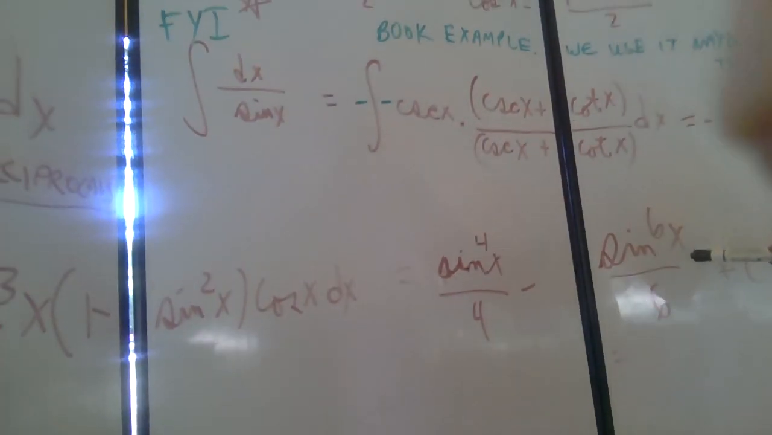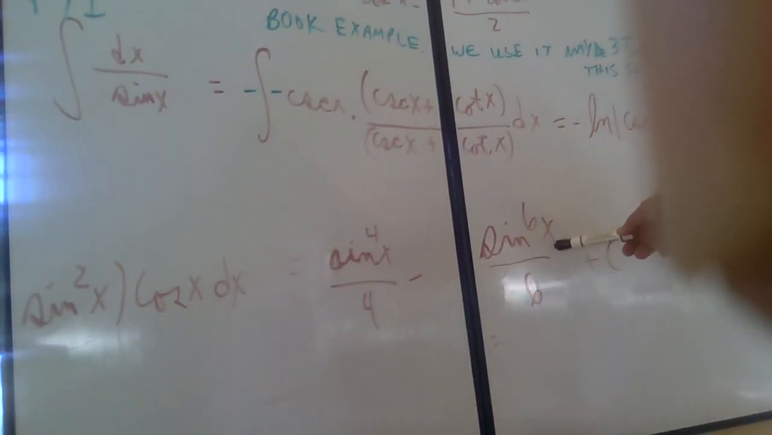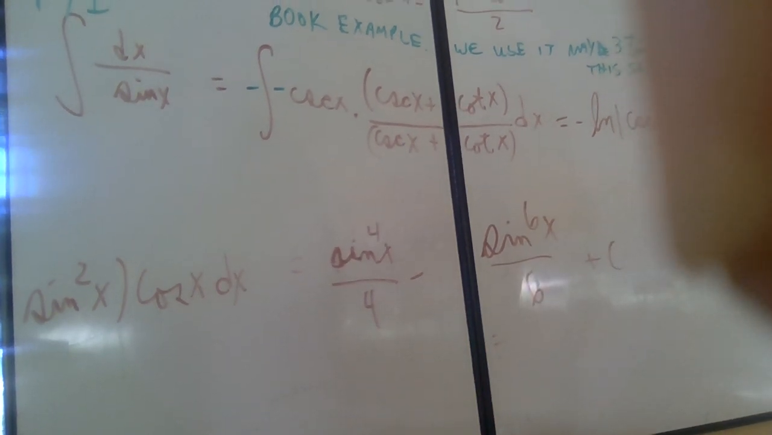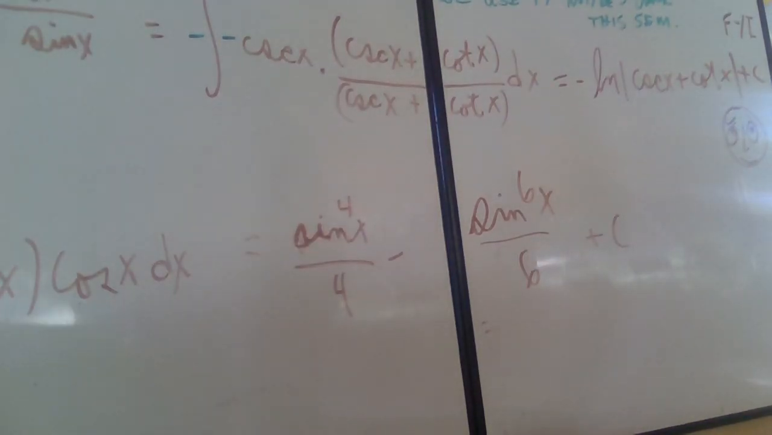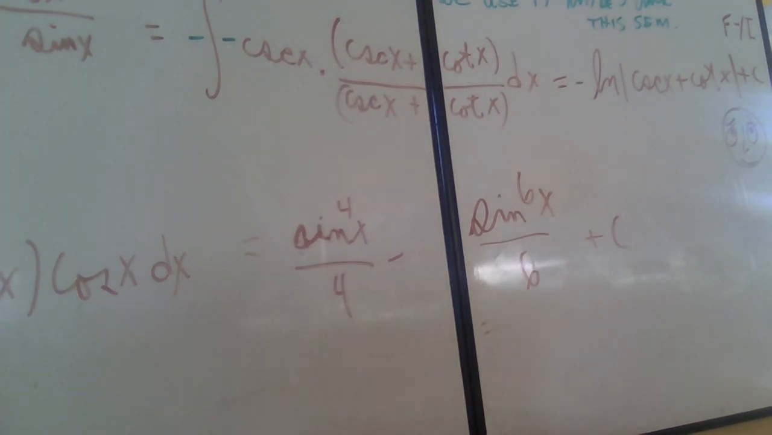So we get sine to the 6 over 6. The minus sign is because of that subtraction right there. And don't forget the plus c. So you've got this problem done. It looks like a hard problem, but it's doable.